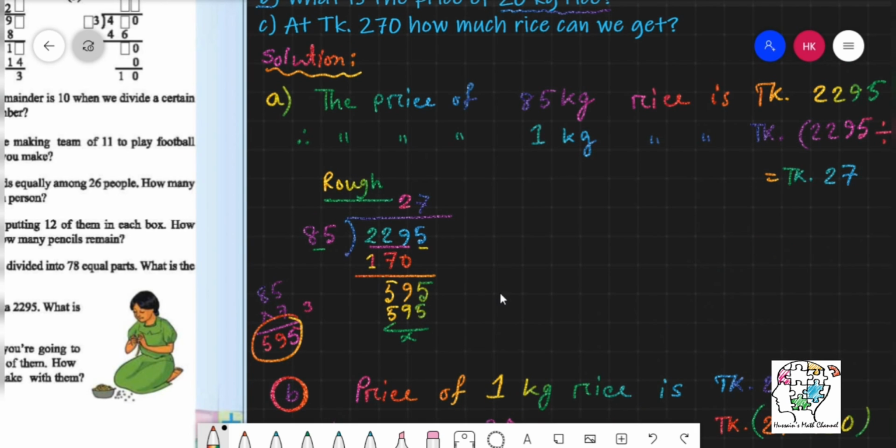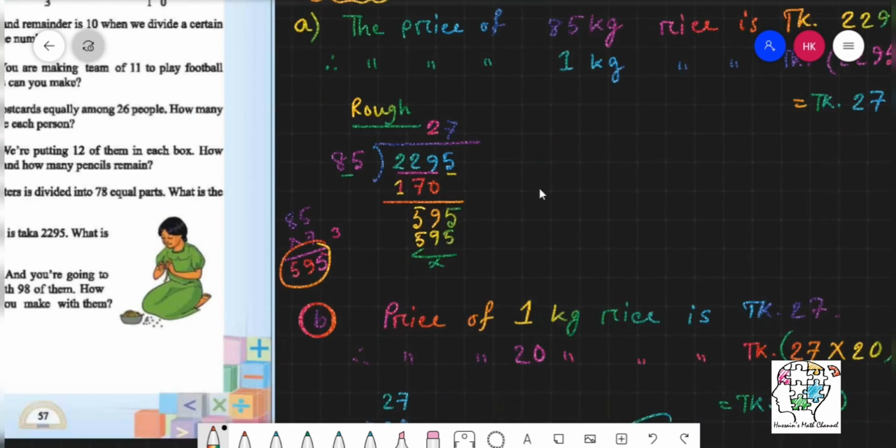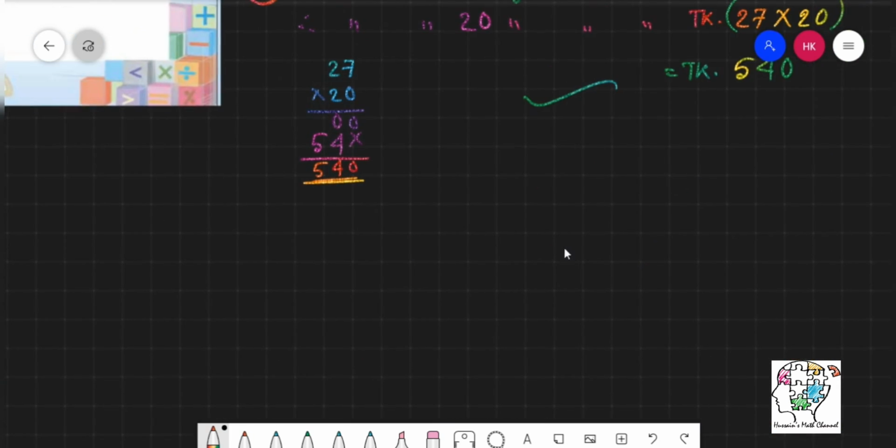And now we move on to our next question, question number C. Question number C asks, at taka 270, how much rice can we get? At taka 270, how much rice can we get? So how can we solve this question now? If we do question number C, so we can write here like this: 27 taka is the price of one rice, of 1 kg rice, right? From question number A, we can know that 1 kg rice is 27 taka. So 27 taka is the price of 1 kg rice.